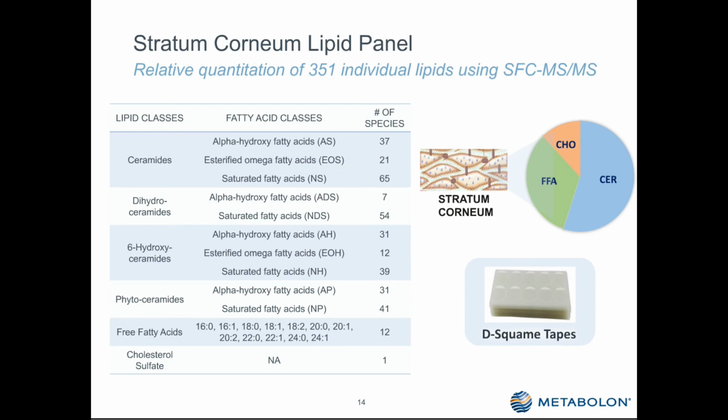Similarly, we have a lipid panel for stratum corneum, and this is because the stratum corneum once again has a very unique composition, including cholesterol, ceramides, various forms of ceramides, and free fatty acids. So naturally, the stratum corneum lipid panel is designed to capture those lipid species. And this panel is optimized for the stratum corneum that is collected using the D-Squame tapes. And once again, this is optimized for human as well.